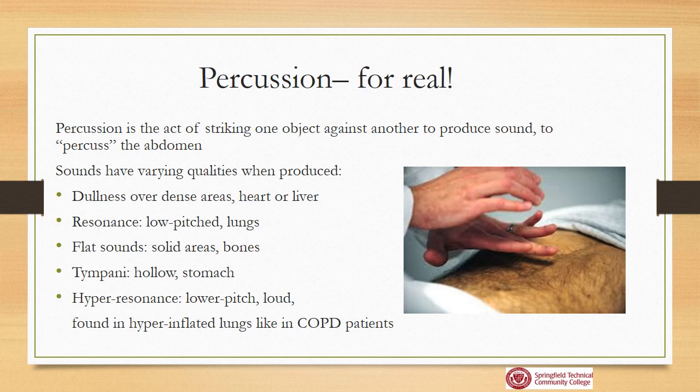Percussion. What is percussion? It's the act of striking one object against another to produce sound, to percuss the abdomen. Sounds have varied qualities. When you place your finger against the patient's belly and you strike that first finger with your other hand, you have varying qualities.